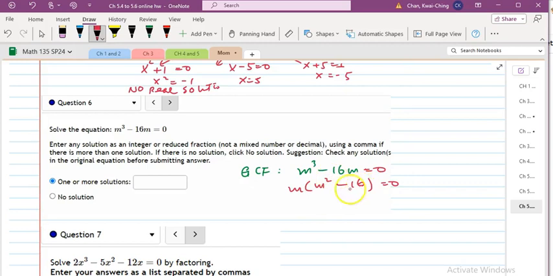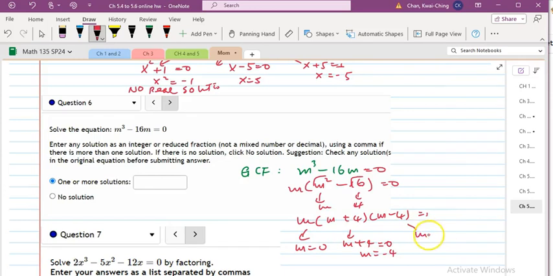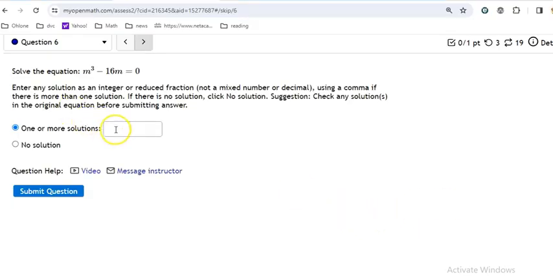Square root of m squared is m. Square root of 16 is 4. So it becomes m plus 4, m minus 4. When you see difference of two squares, they're conjugates. Now we can split: m equal to 0, m plus 4 equal to 0. That means m equal to negative 4. M minus 4 equal to 0. That means m is equal to 4. So we have 3 zeros: 0, 4, negative 4.